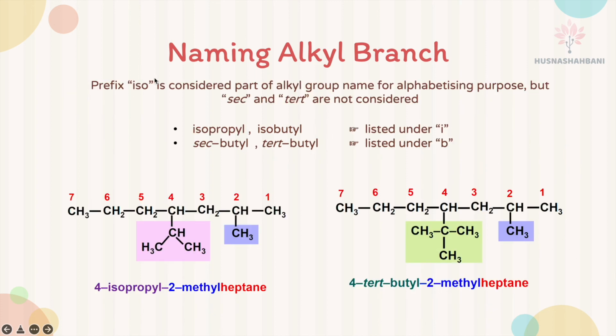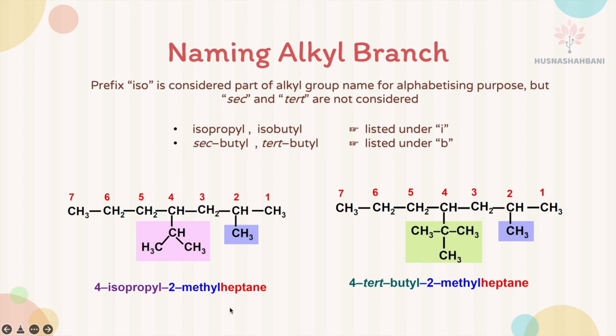Prefix iso is considered part of alkyl group name for alphabetizing purpose, but sec and third are not considered. So if iso, if you have to arrange in alphabetical order, so we take account the I. And then if sec or third, we ignore the S, ignore the T. We take the name of the branch. Butyl B, listed under B.